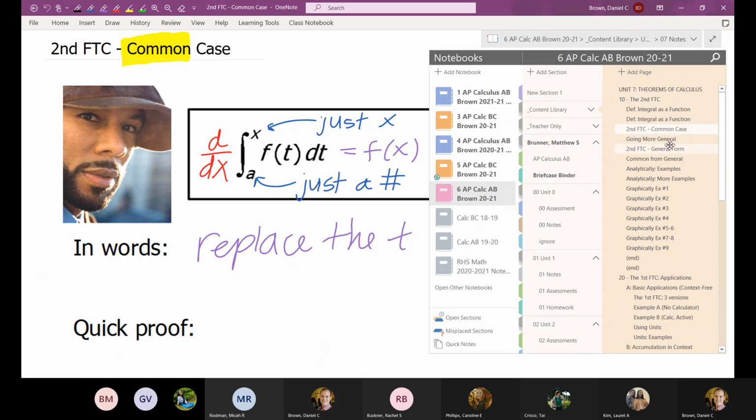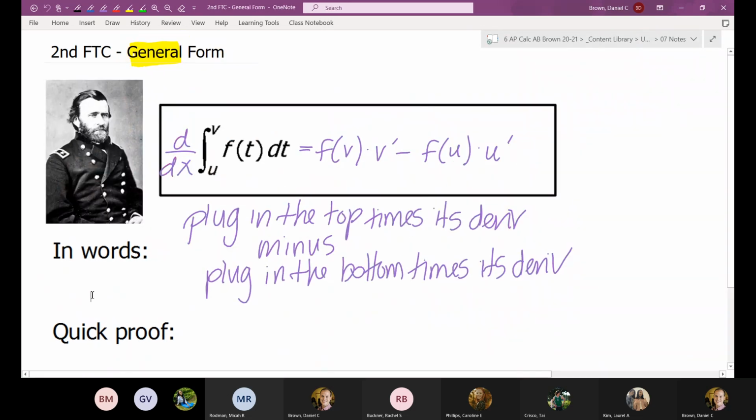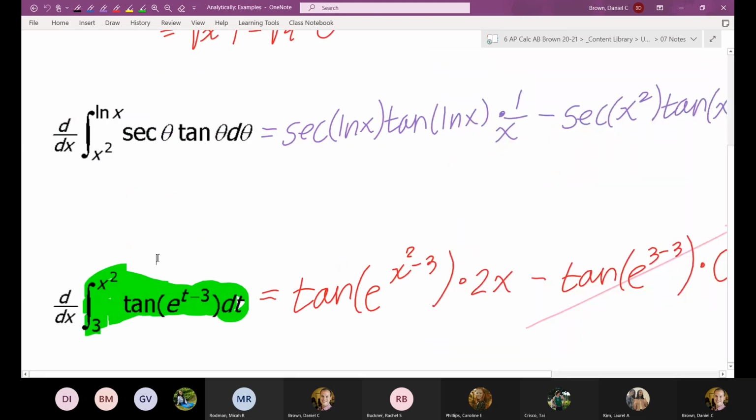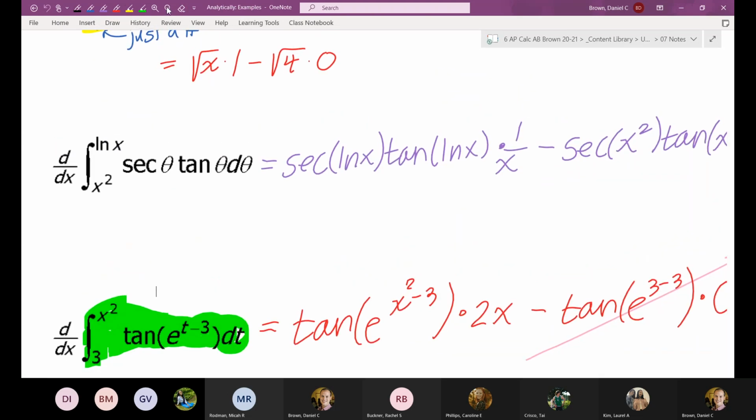The general case was when we didn't have it as simplified. We had more than a number on the bottom and more than just x up top. And the way we took the derivative of an integral defined function, plugged in the top times the derivative of what we plugged in, minus plugging in the bottom times the derivative of what we plugged in. And then towards the end of class, we talked about just finding the derivative.